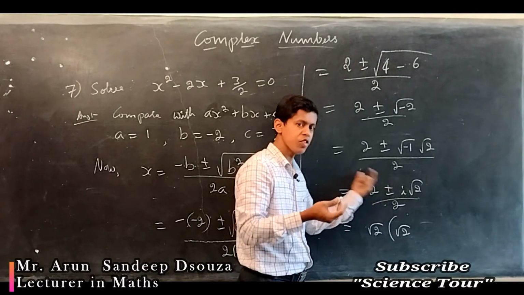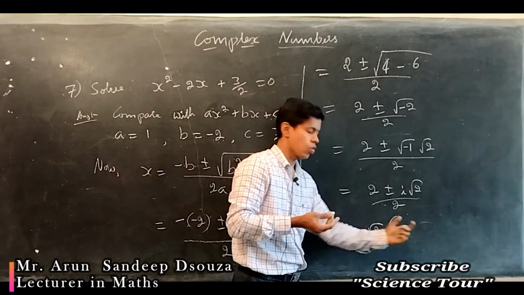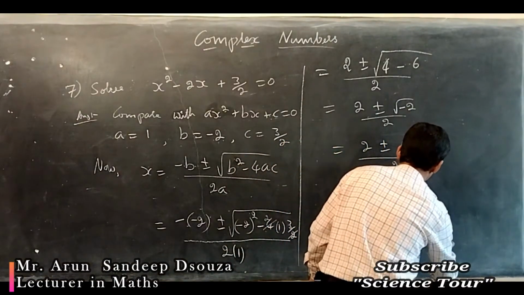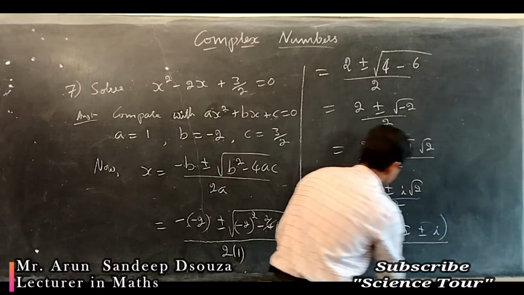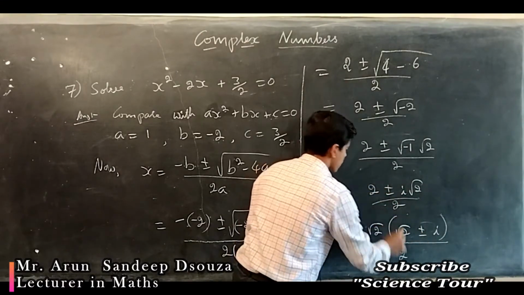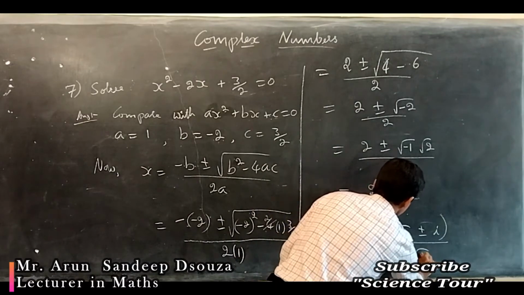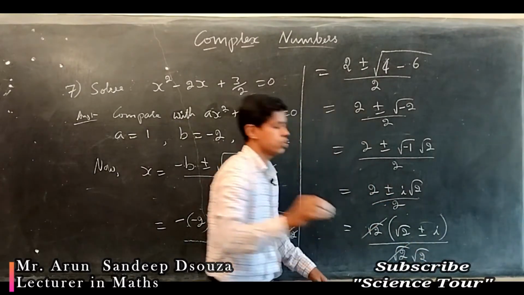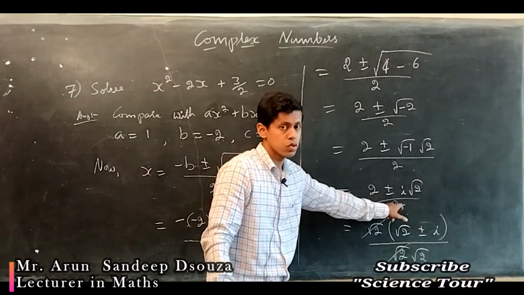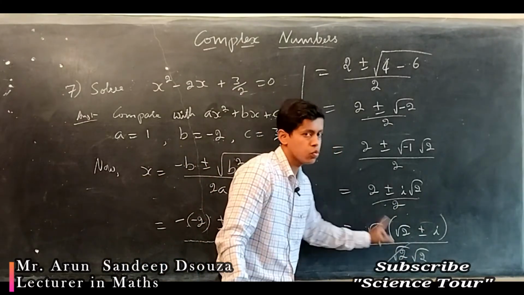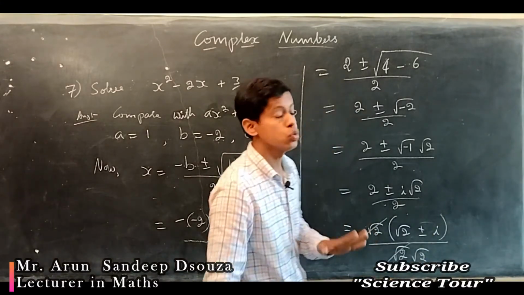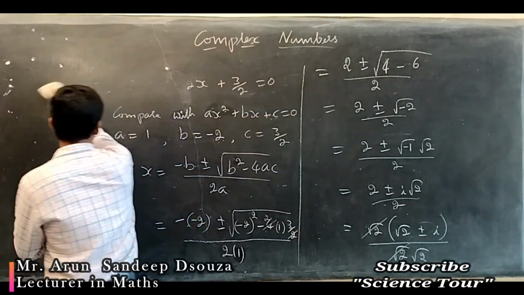So from 2, if you take square root of 2 outside, square root of 2 will remain, plus or minus i divided by 2. Now 2 can be written as root 2 into root 2. So one root 2 gets cancelled. I hope you understood this. 2 can be written as root 2 into root 2, so one root 2 will cancel, and root 2 plus or minus i divided by root 2 is the answer of x.